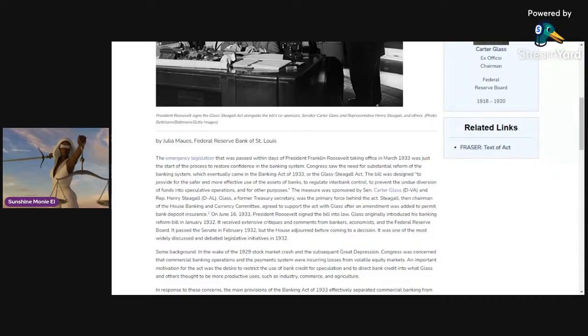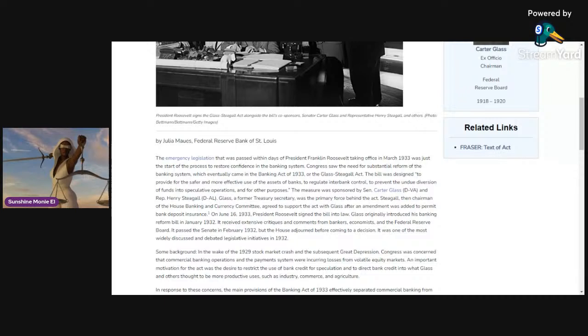The measure was sponsored by Senator Carter Glass, a Democrat of Virginia, and Rep. Henry Steagall, a Democrat from Alabama. Glass, a former Treasury Secretary, was a primary force behind the act. Steagall, then chairman of the House Banking and Currency Committee, agreed to support the act with Glass after an amendment was added to permit bank deposit insurance, which is the FDIC. On June 16, 1933, President Roosevelt signed the bill into law.